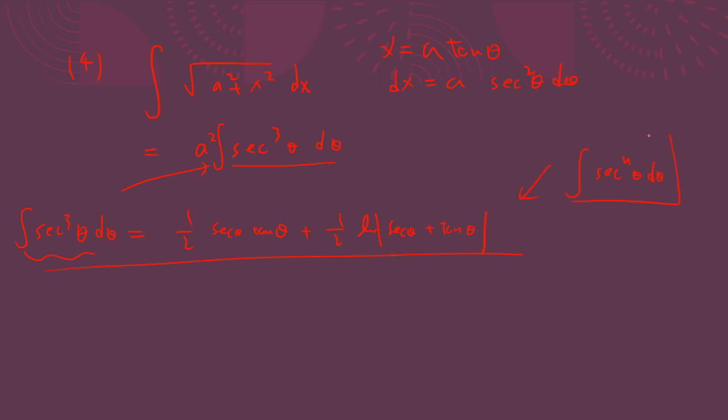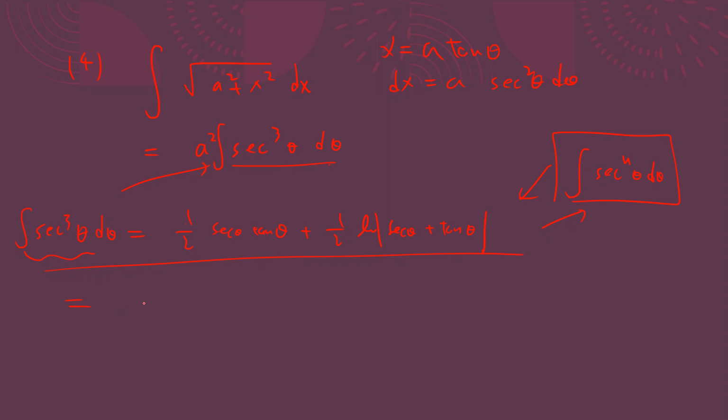Okay, so we move to the next one: the square root of a squared plus x squared dx. The same technique: x equals a tangent theta, so dx is a secant squared theta d theta. We put in, and this is just a squared secant cubed d theta. You can go back to my previous video, where I proved that the integral of secant to the power 3 is half secant tangent plus half ln secant plus tangent. I also gave the reduction formula for secant to the n.